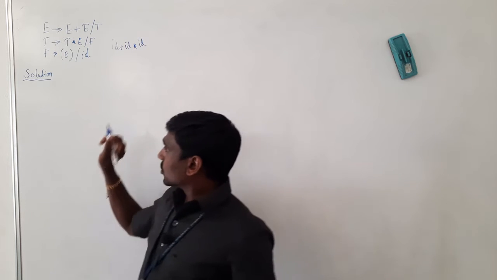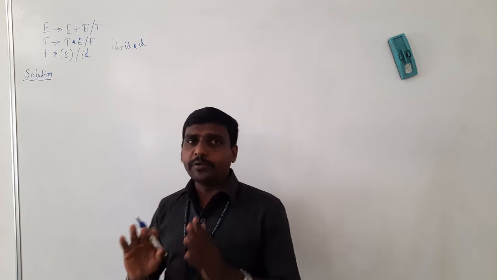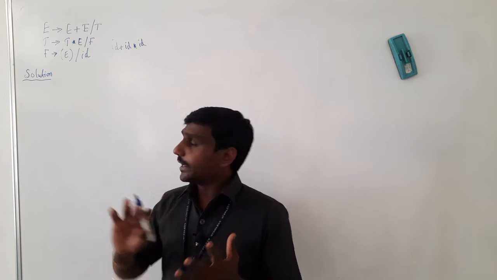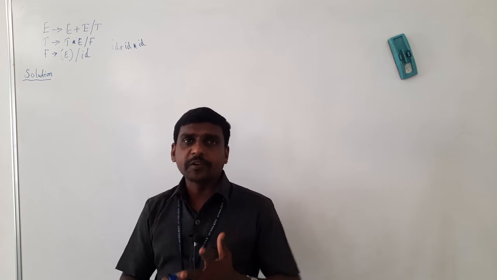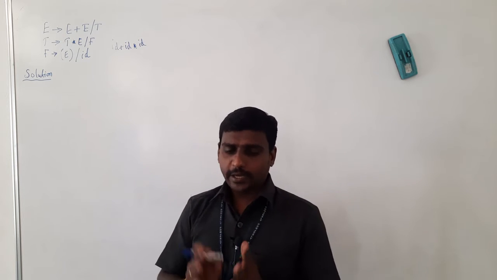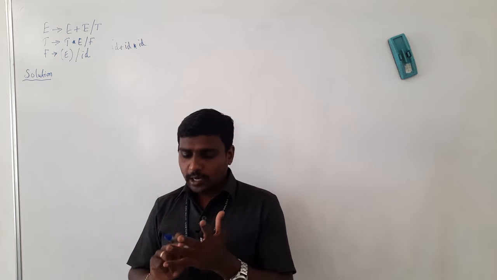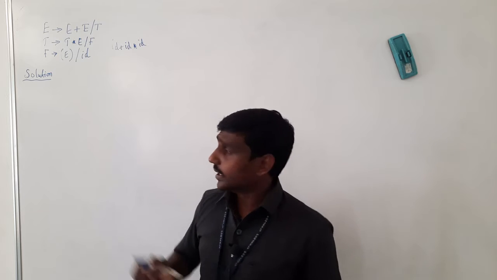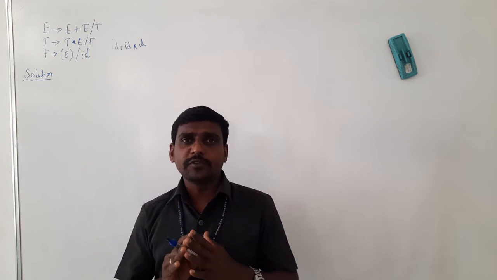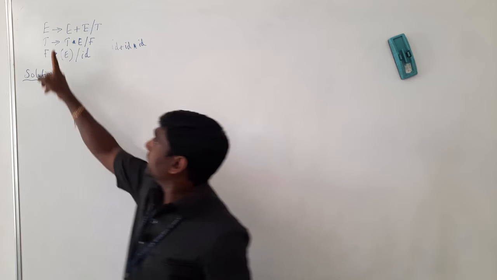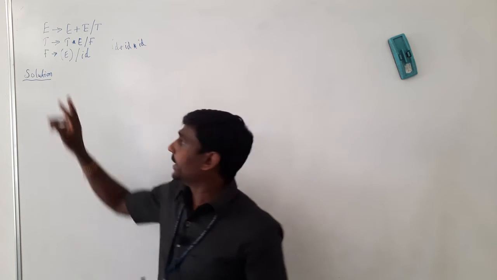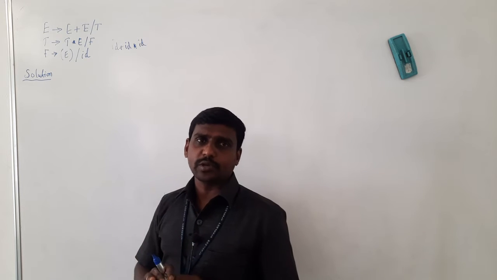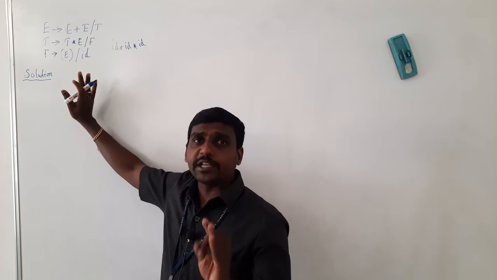So the first step, I told you, is to eliminate ambiguity, eliminate left recursion, and eliminate left factoring. In the last video class I taught you how to eliminate left recursion, left factoring, and ambiguity. If you see this grammar, do we have left recursion? Yes. Why? E tends to E, that is left recursion. Immediately that same variable comes means left recursion. If you have any doubt, you can refer to the previous videos on writing a grammar.